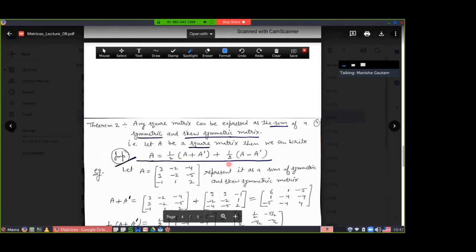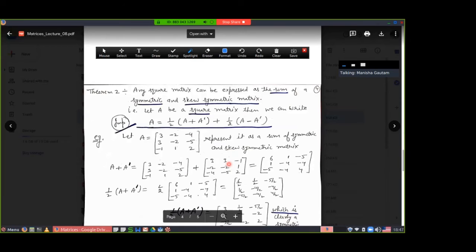Now, the second theorem which you have to remember, it's a very important theorem. A lot of times in CBSE this question comes. Theorem 2 is: any square matrix can be expressed as a sum of a symmetric and a skew symmetric matrix. What's the meaning of this? You can represent any matrix as the sum of a symmetric and a skew symmetric matrix. It means one matrix will be given to you and you are asked to write this matrix as a sum of symmetric and skew symmetric matrix.